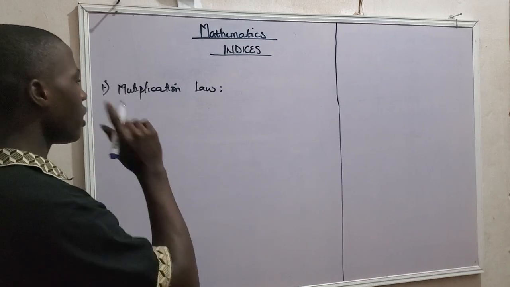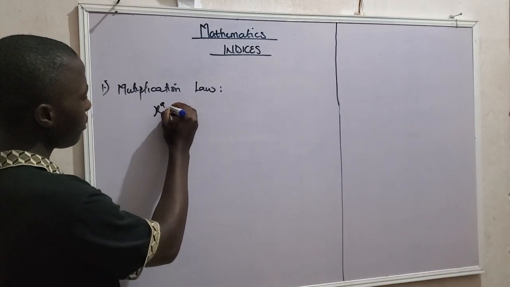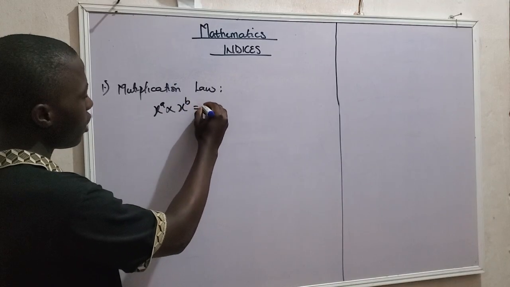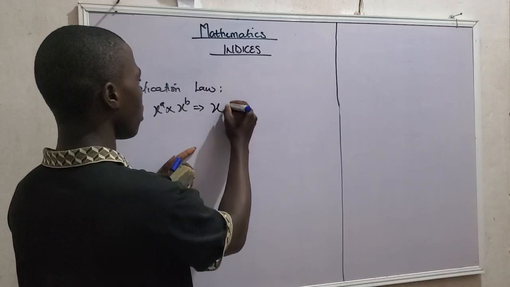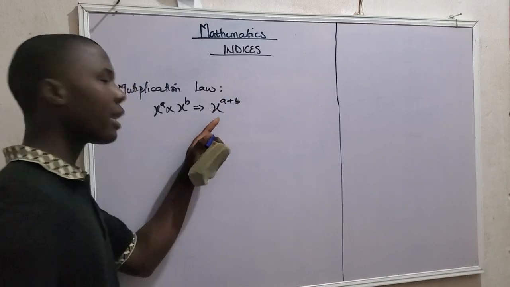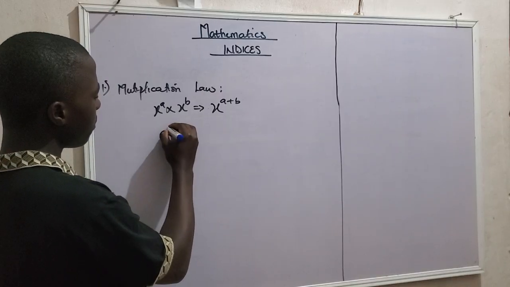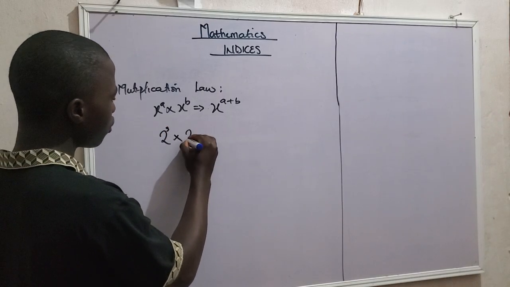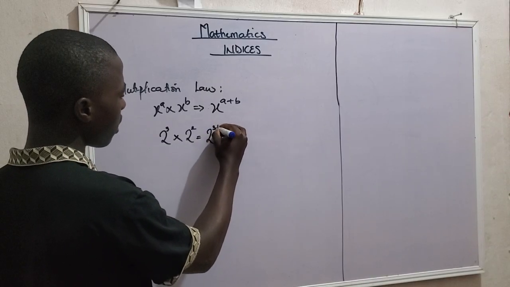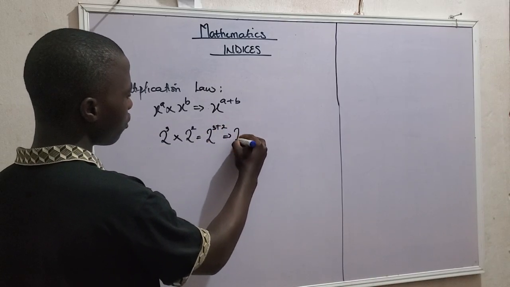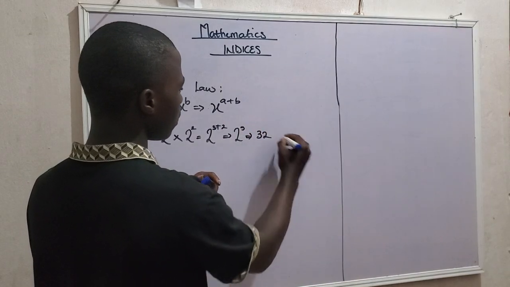Now take for instance, a random variable, let's pick x raised to the power of a, multiplying x raised to the power of b. What does this law imply? It says you should take a common base and then you sum the power. Let's apply this in terms of real numbers. Let's take 2 raised to the power of 3 times 2 raised to the power of 2. You take the common base and you sum the power. That gives us 2 raised to the power of 5, which is also known as 32.